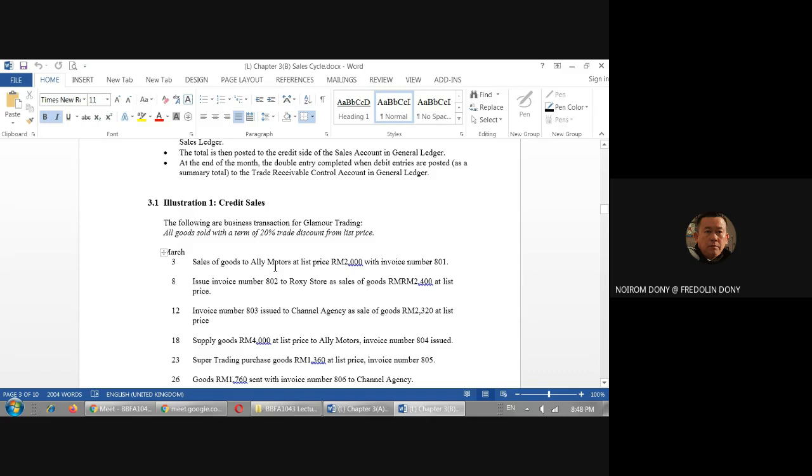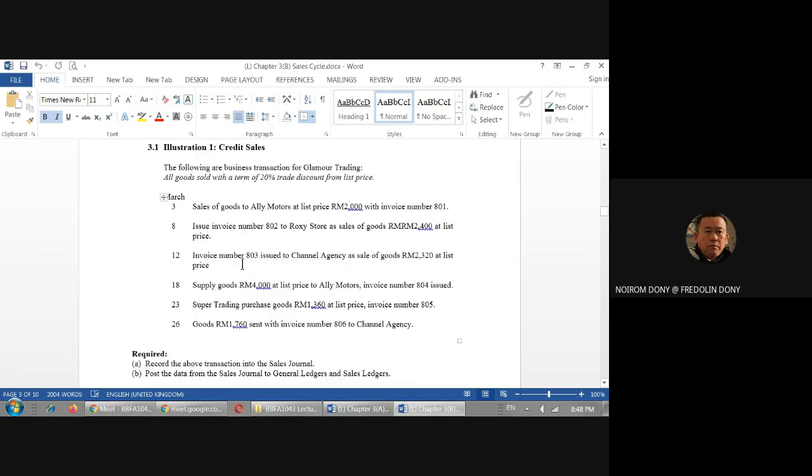So therefore, Ali Moto is trade receivable. How do I know this is on credit? Okay, because of the word invoice. So the keywords here, sales and Ali Moto. And I need to determine, is this a credit sale? Yes, it is, because invoice. So the prime entry will be sales journal. After you record in the prime entry, then you do the posting, single entry, into the sales ledger.